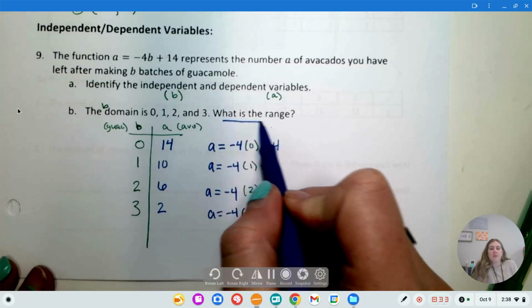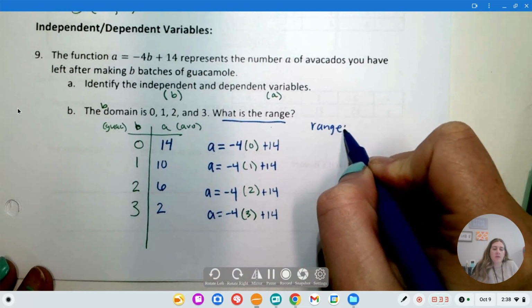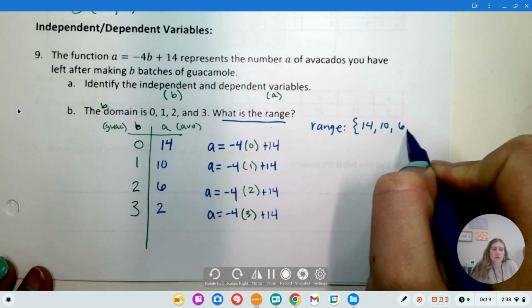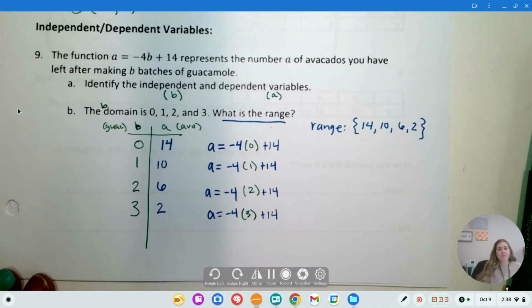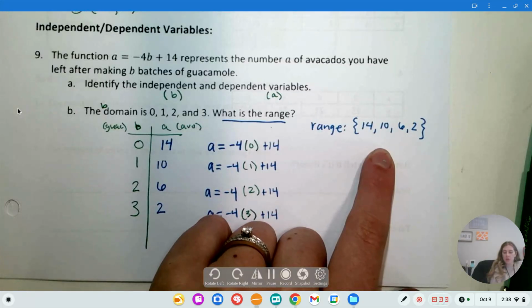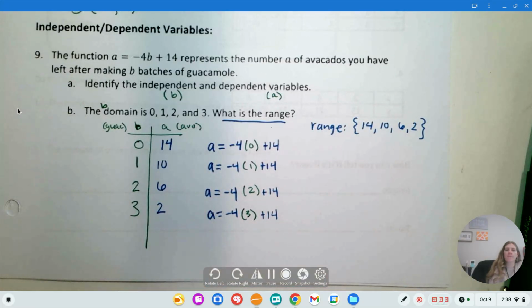So what is the range? We just found that. Our range of avocados is 14, 10, 6, and 2. We plugged in our domain to our equation, we got the range. Guacamole was independent, avocados depended on how much guac.